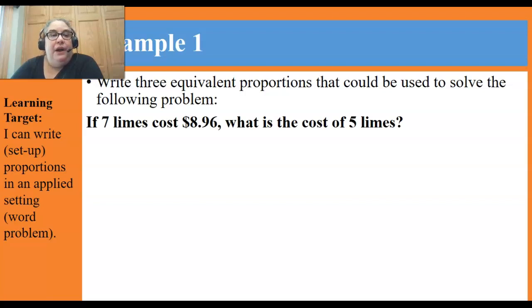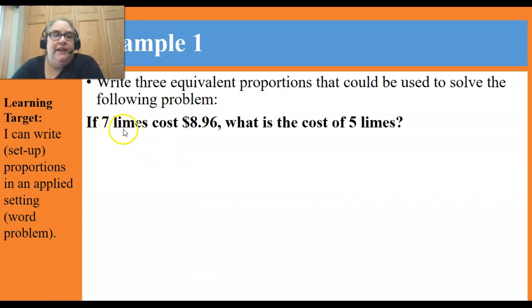So our instructions are to write 3 equivalent proportions that could be used to solve the following problem. And basically what I'm asking you to do is set up the problem in 3 different ways. Now, the interesting thing is that there are 8 correct possible answers, and we're only asking you to write 3 of them. So that's kind of nice. But we need to talk about what we're going to be doing to set up one of these 3 correct answers, and I'm going to try and take you through my thinking.